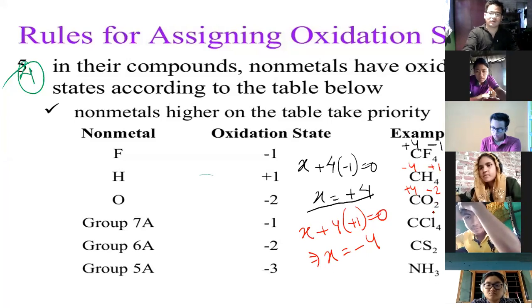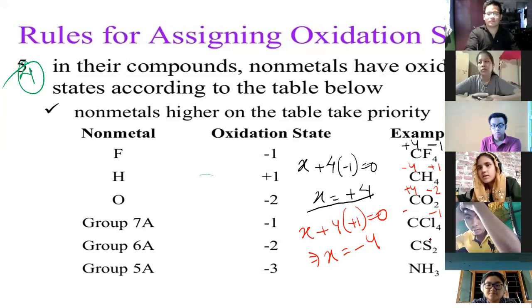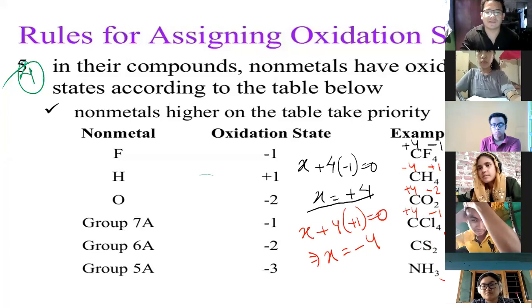Substitute the oxidation state. -1, +4, +4. Okay, in the same manner, you can find out for carbon disulfide and ammonia. So these are the rules for assigning oxidation state. This is an example for various types of non-metals.